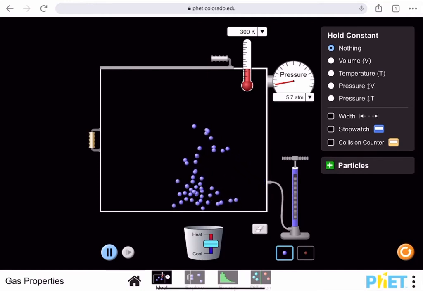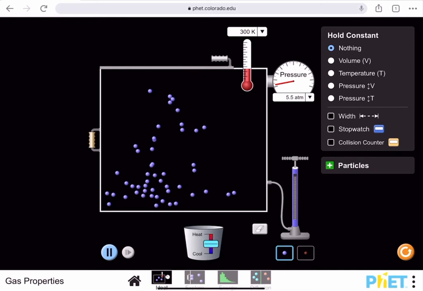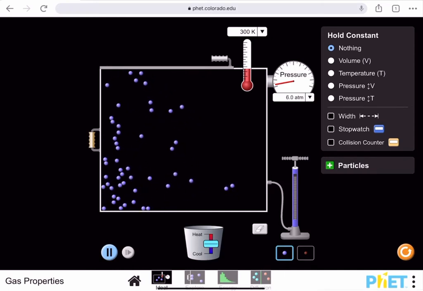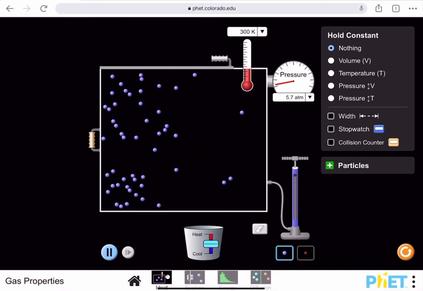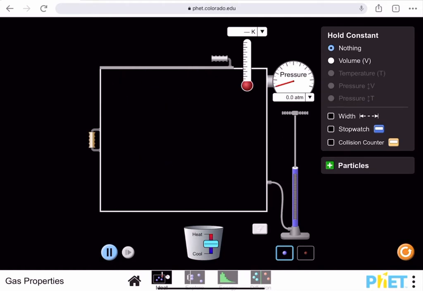Now, what just happened? Keep watching it. What just happened at that moment? We'll do it again. Now, let's do it with a different size gas, a littler one. Watch the pressure. Now.